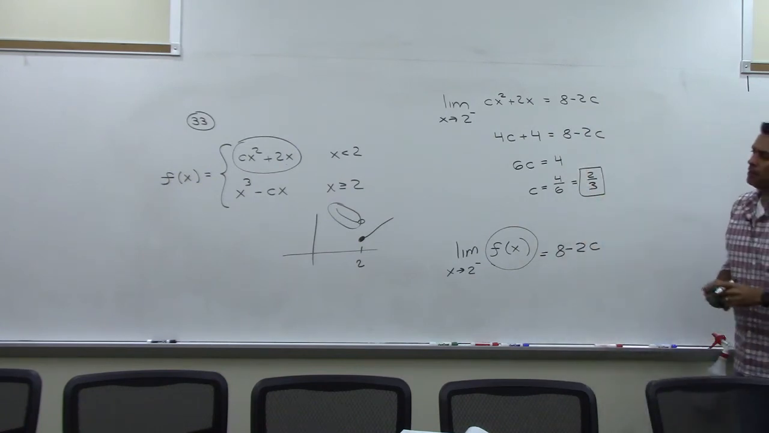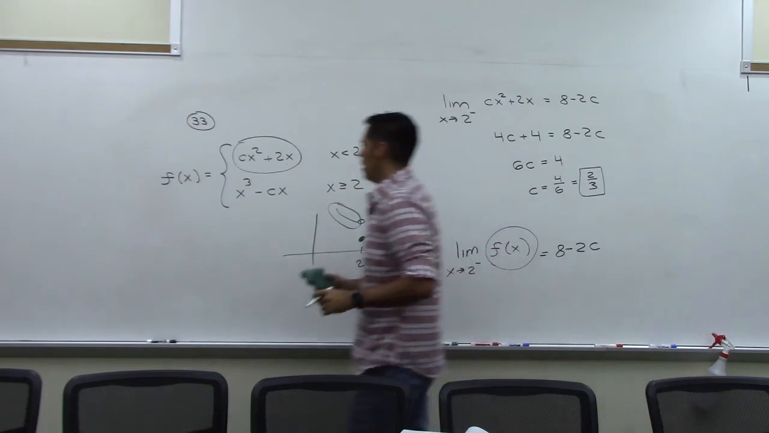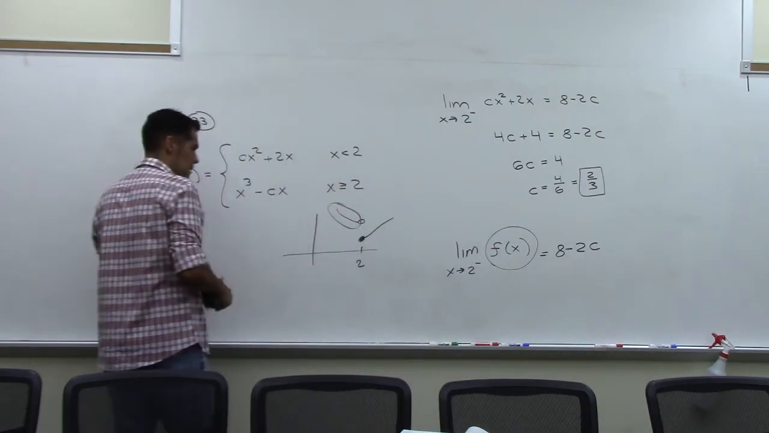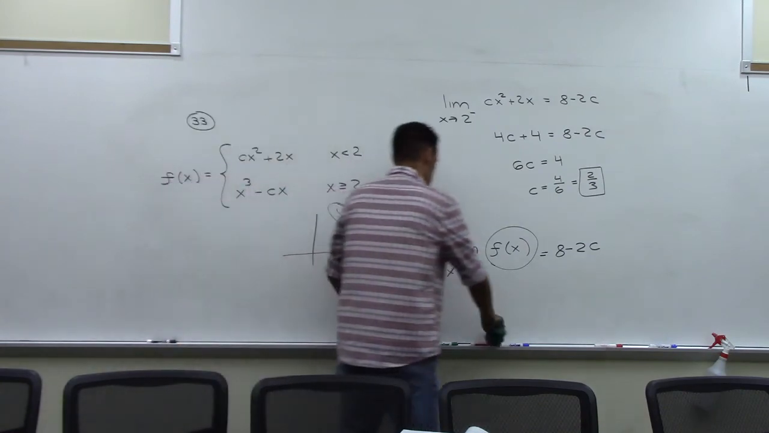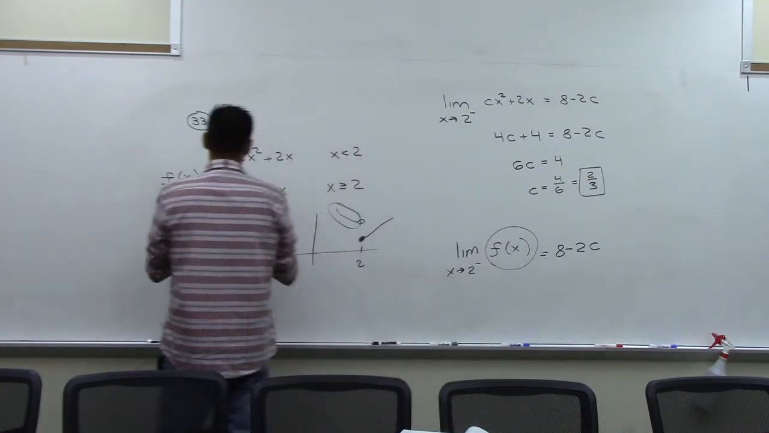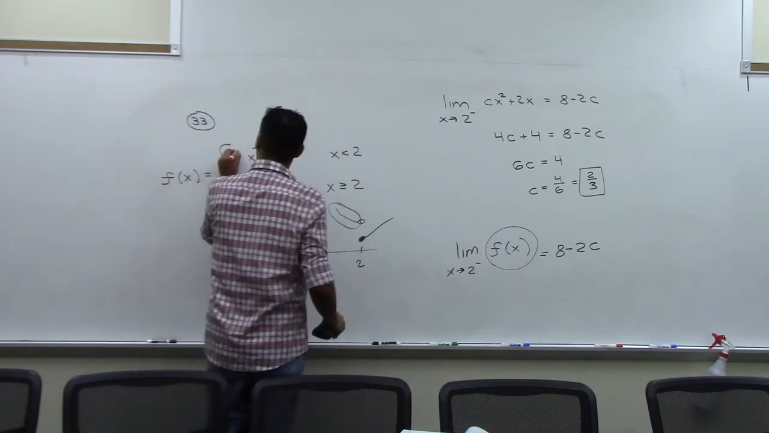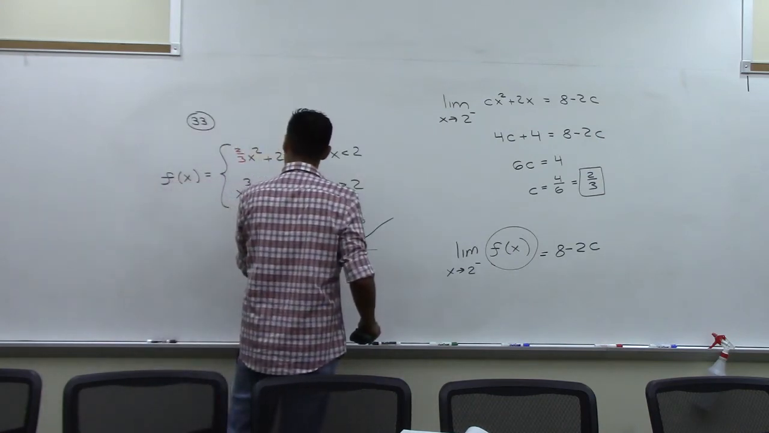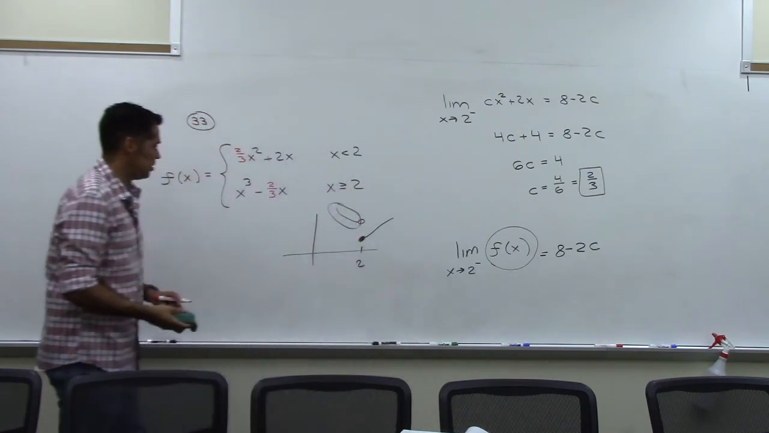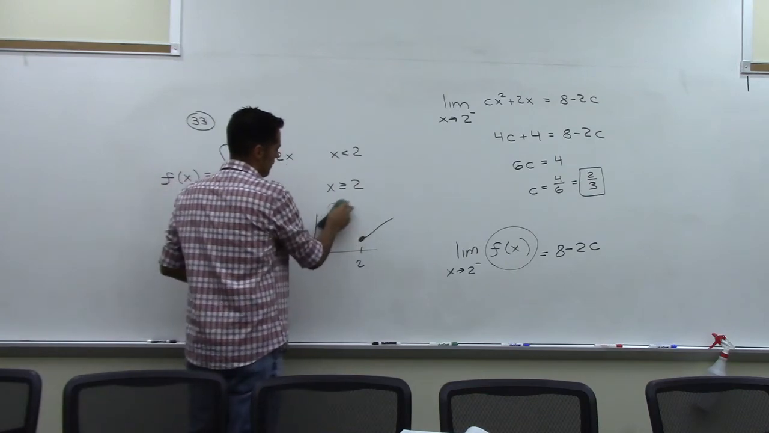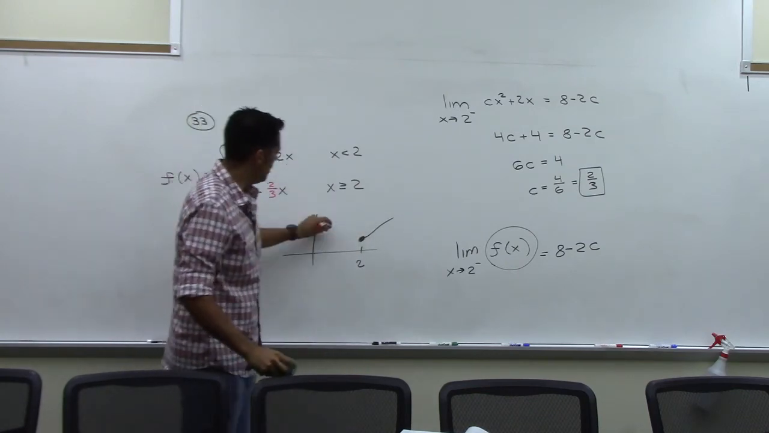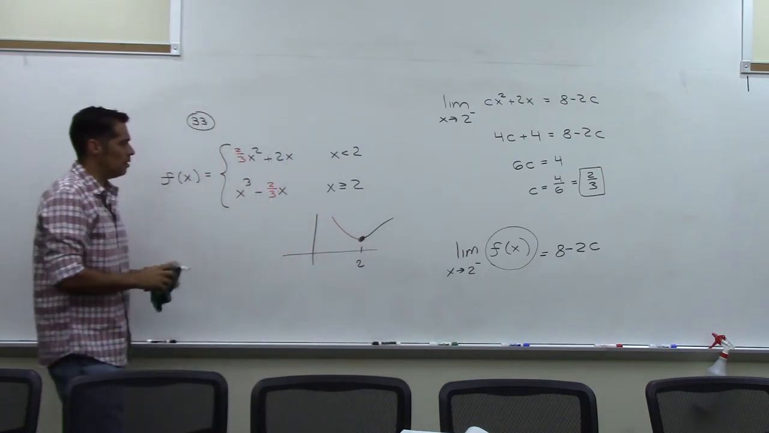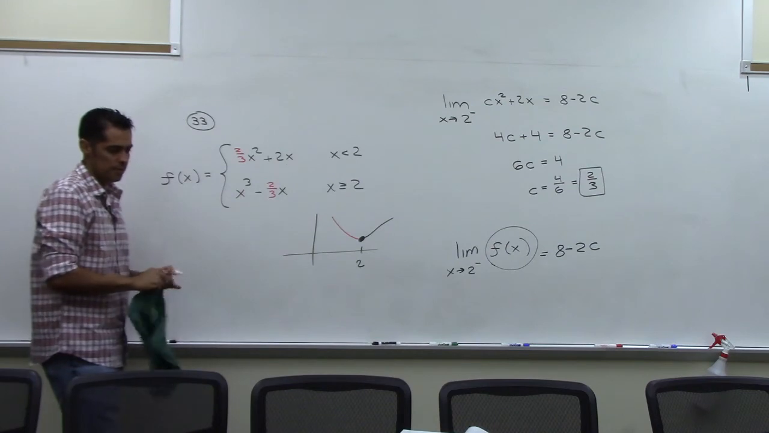All right, so let's finish this off. If I come over here and I replace this c with 2/3, then when I draw these two, this parabola should come in and meet up exactly with that cubic polynomial, and it should be nice and continuous.